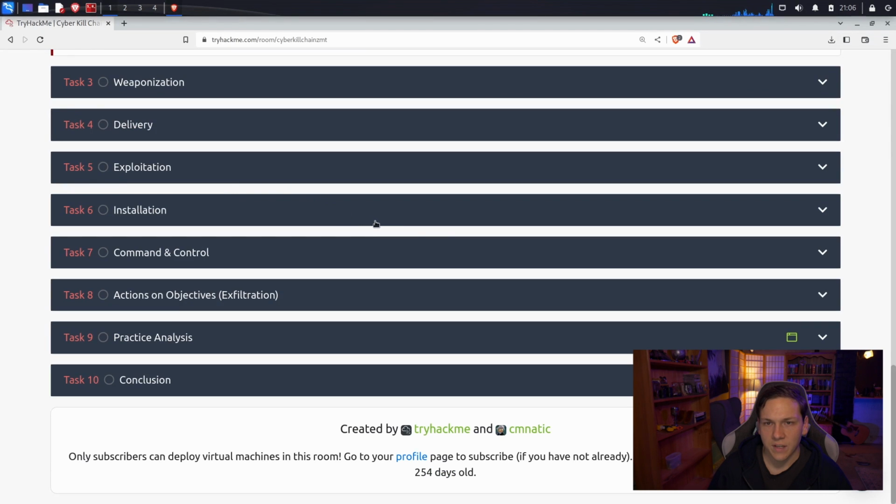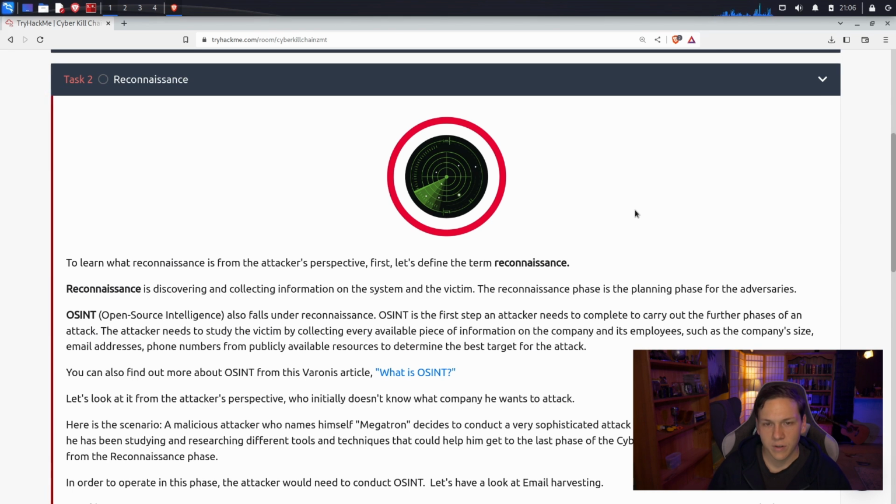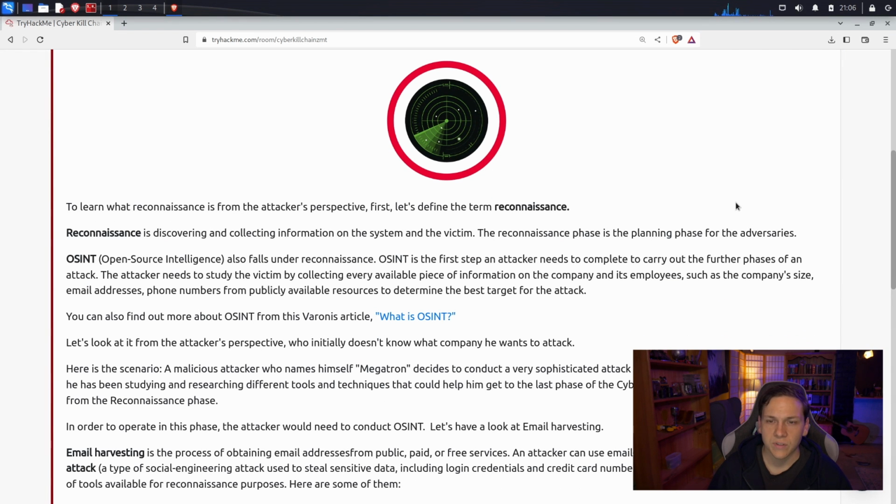So we'll go to our first step, reconnaissance. To learn what reconnaissance is from the attacker's perspective, first let's define the term reconnaissance. Reconnaissance is discovering and collecting information on the system and the victim. The reconnaissance phase is the planning phase for the adversary. OSINT, or open source intelligence, also falls under reconnaissance. OSINT is the first step an attacker needs to complete to carry out the further phases of an attack.